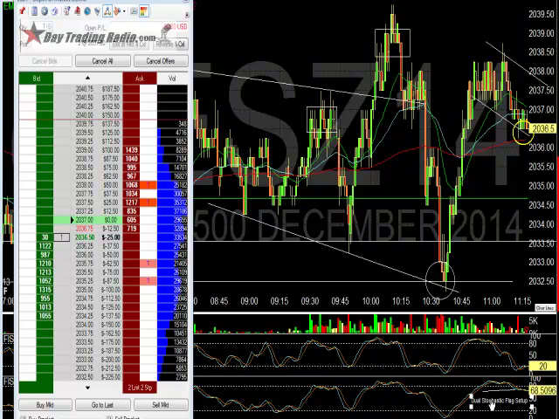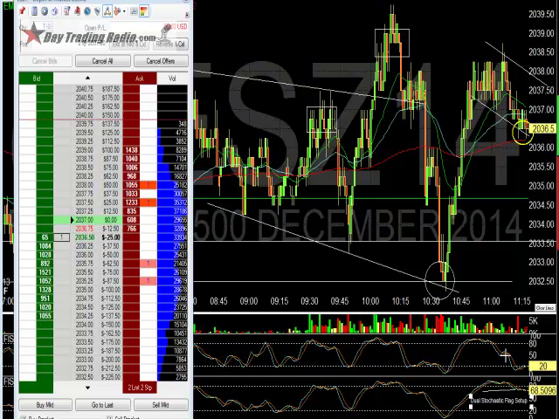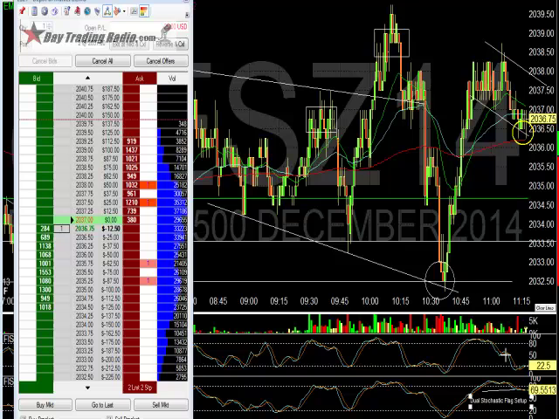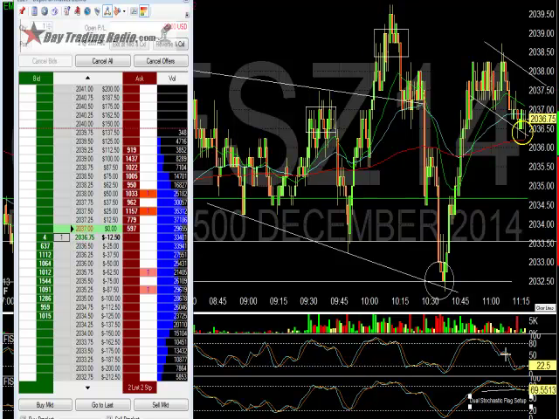I'm trying to figure out why this is not moving. Takes so long. It's like a textbook setup here. Hope it plays out. I mean, this is what we're here for.